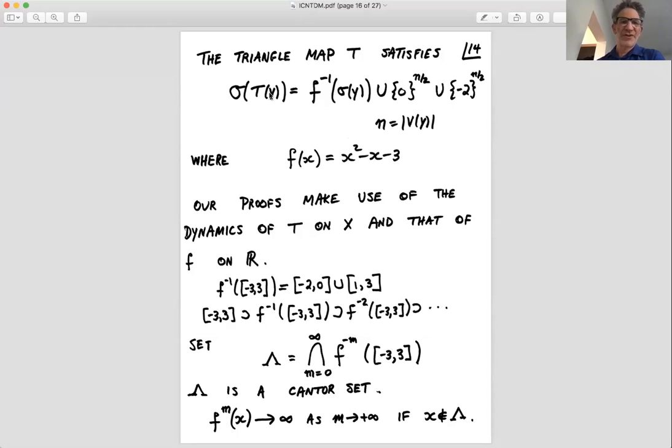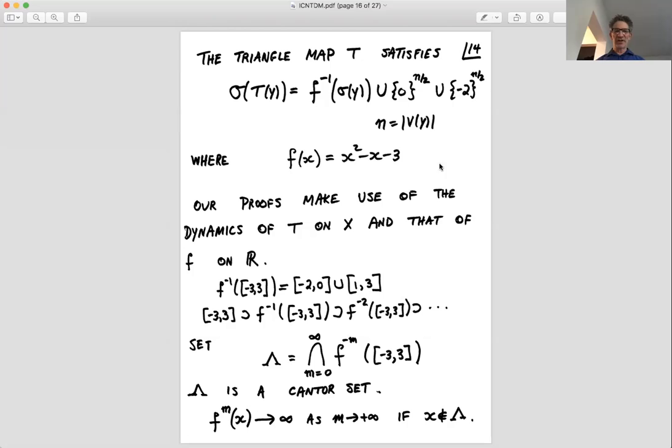So if I start off with a 3 regular graph Y and I apply the triangle map, I get a graph with 3 times more vertices, and I compute its spectrum. It's the inverse image of the spectrum of Y together with 0 with multiplicity n over 2. N has to be even if you're a 3 regular graph, the number of vertices. And so it throws in the eigenvalue 0 and -2 with high multiplicity.